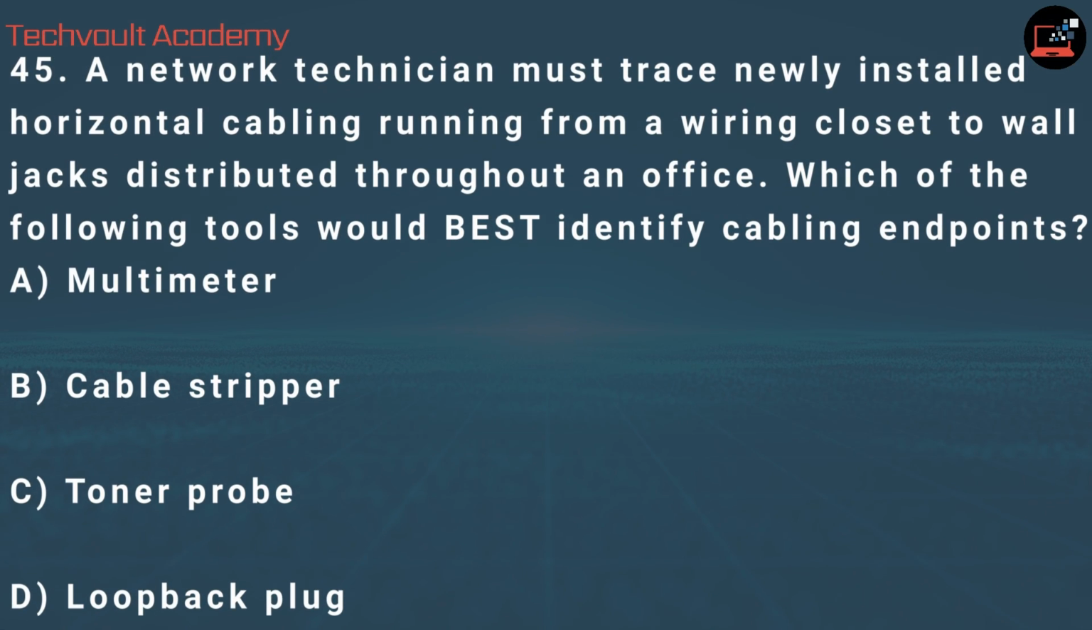45. A network technician must trace the newly installed horizontal cabling running from a wiring closet to wall jacks distributed throughout an office. Which of the following tools would best identify cabling endpoints? A, multimeter. B, cable stripper. C, toner probe. D, loopback plug.